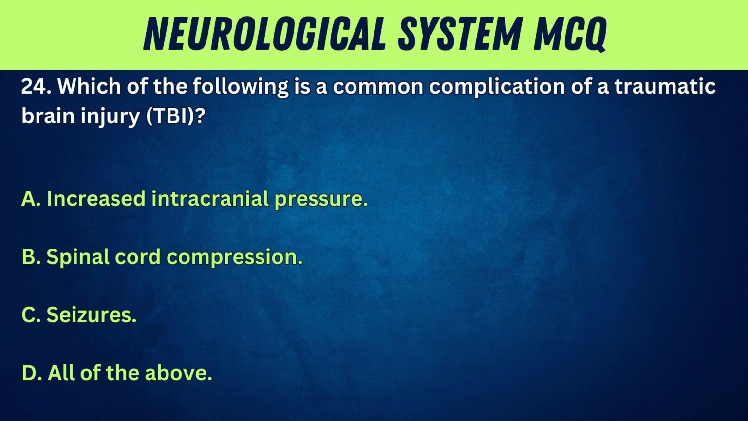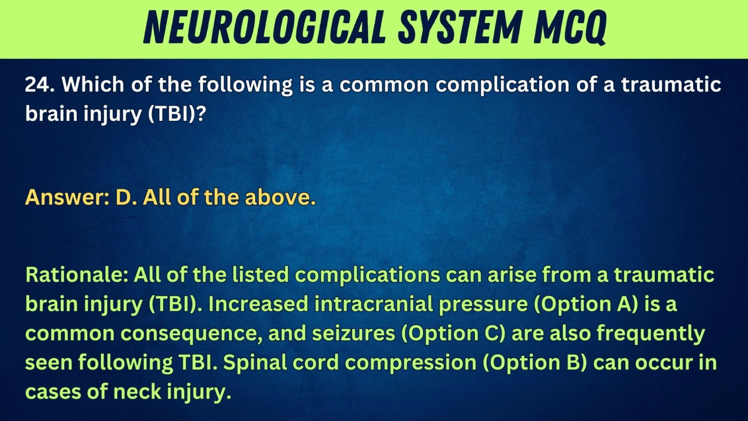24. Which of the following is a common complication of a traumatic brain injury, TBI? A. Increased intracranial pressure. B. Spinal cord compression. C. Seizures. D. All of the above. Answer: D. All of the above.